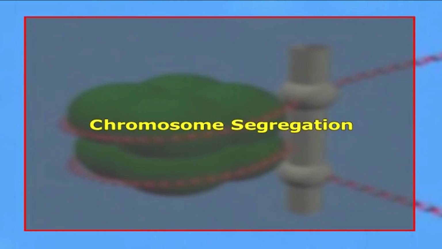Chromosome segregation. Chromosome segregation is the process in eukaryotes by which 2 sister chromatids formed as a consequence of DNA replication, or paired homologous chromosomes, separate from each other and migrate to opposite poles of the nucleus.